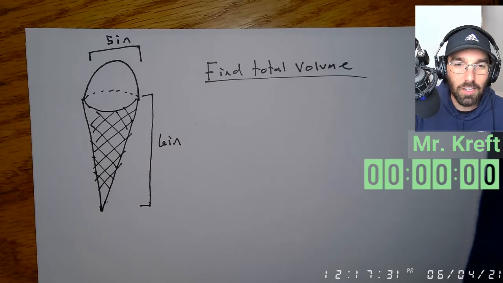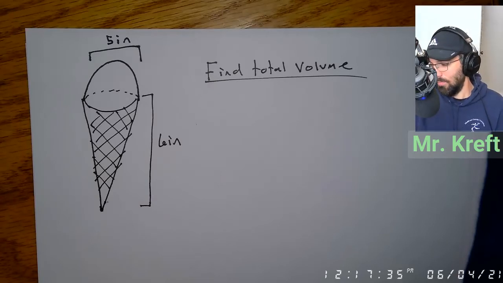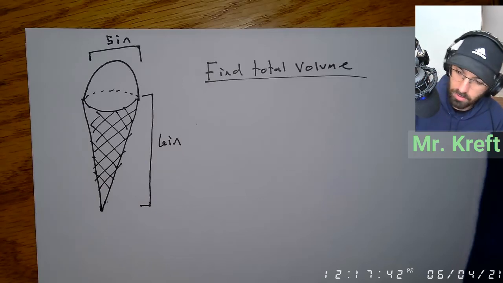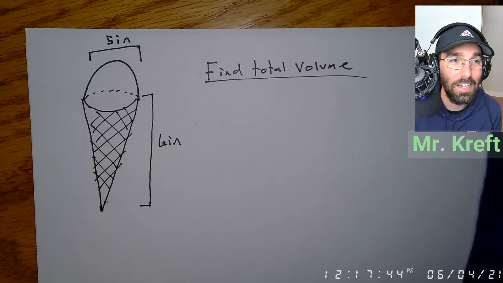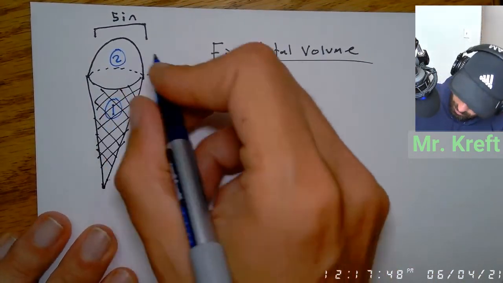All right, guys, let's go ahead and take a look at this problem. It is the ice cream cone. So there are two shapes here. We have a cone and we have a hemisphere. Oops. Well, if I'm on frozen, then anything I'm doing is not going to show up. So I have a cone and I have a hemisphere.